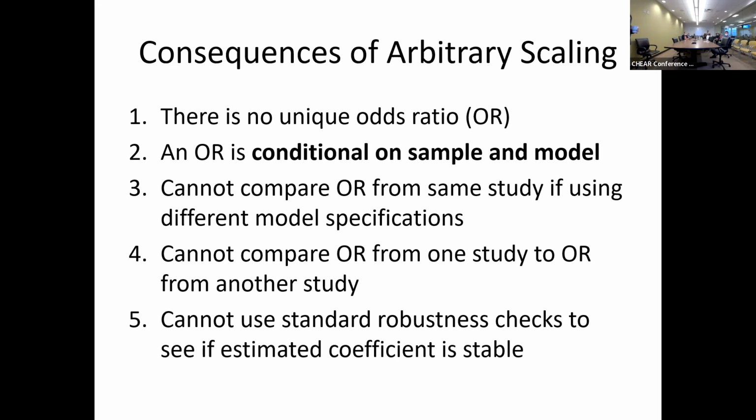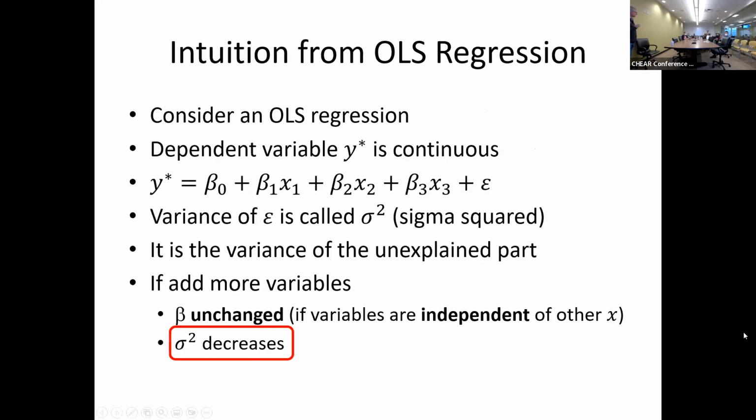Okay. And we cannot use the standard robustness checks to see if the estimated coefficients are stable. That is adding more variables to see if things are stable. All right, next slide. Let's go back to ordinary least squares regression.